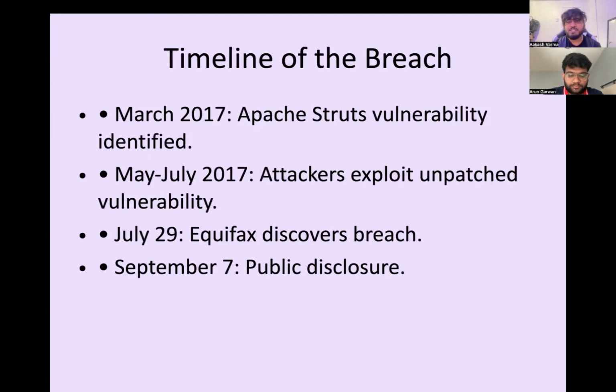So the timeline of the breach, as I spoke in the last slide, was like this: the vulnerability was identified in March 2017, and the attacker exploited it for over 2 months, from May to July. Equifax discovered this on July 29, the end of July, and it was disclosed to the public on September 7th.